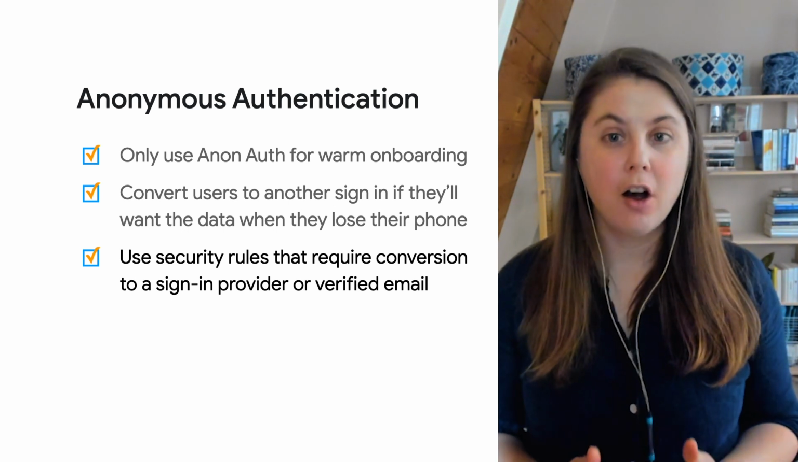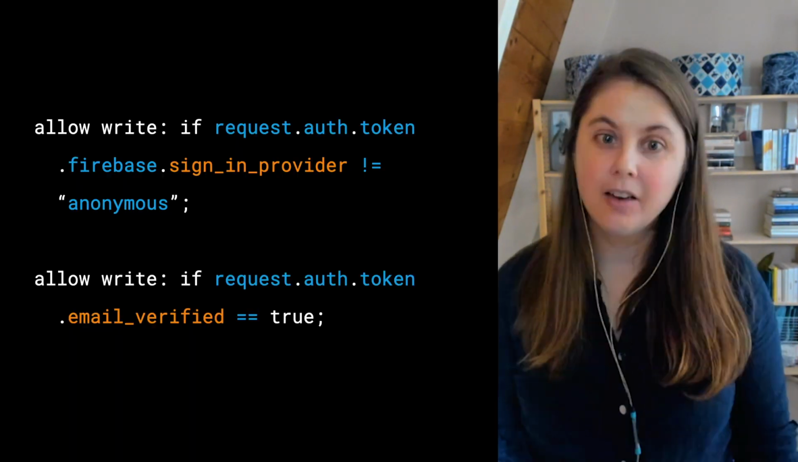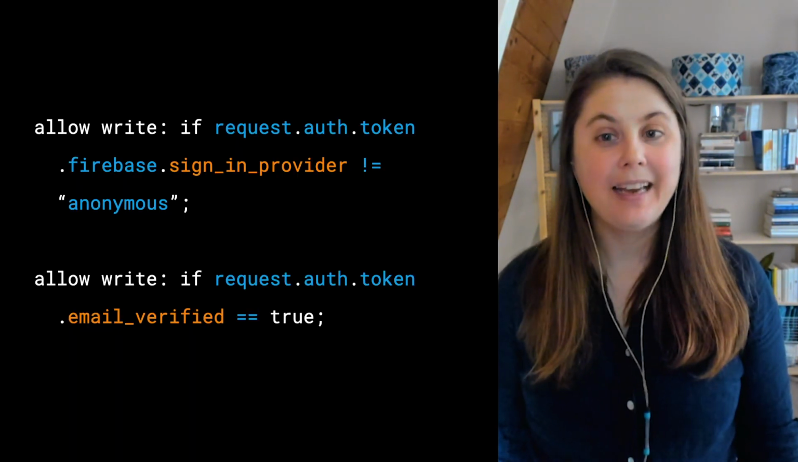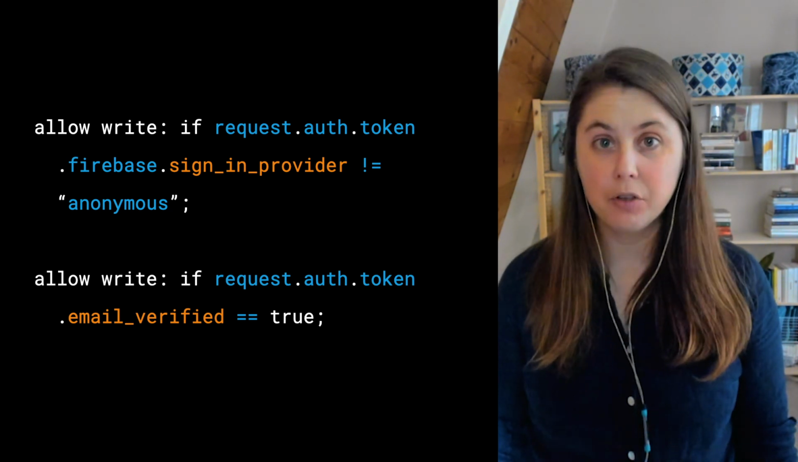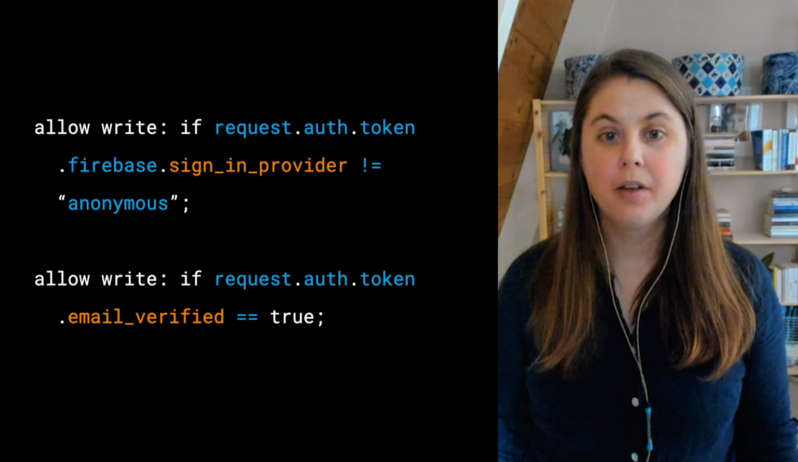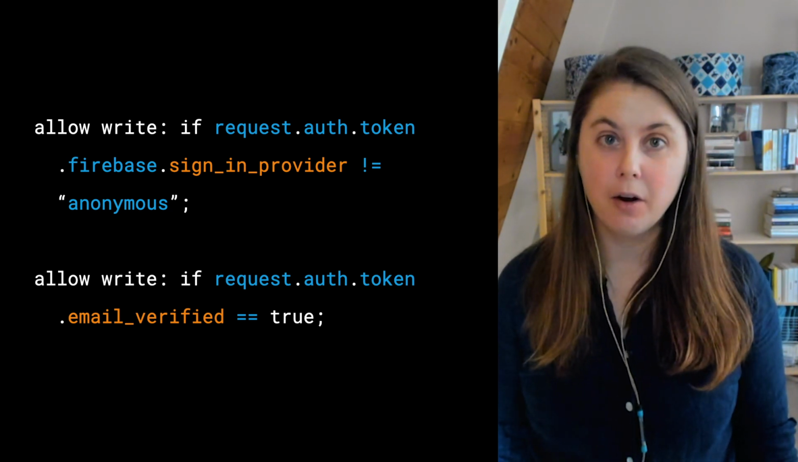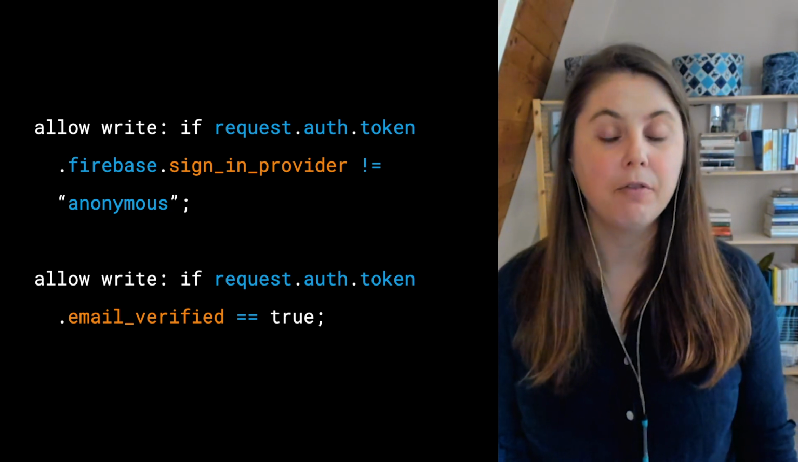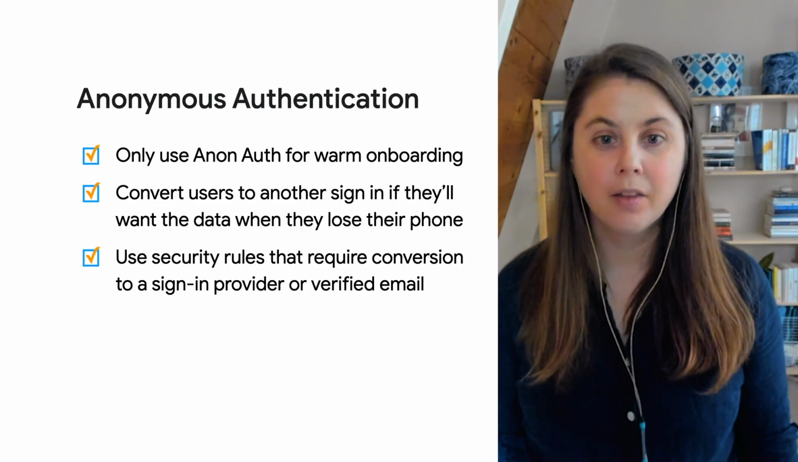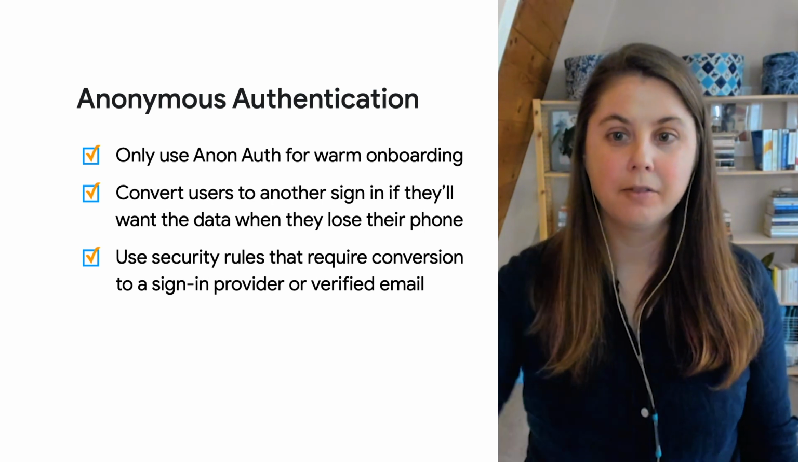Anyone can create an anonymous user on your app, so write your security rules with that in mind. You could use security rules to gate certain documents to only be accessible for users that have an increased level of security. For example, the first rule here only allows access if the user is not using anonymous auth. The second one is an example of only allowing access if the user has verified their email. So we have some authentication items to add to our security list.